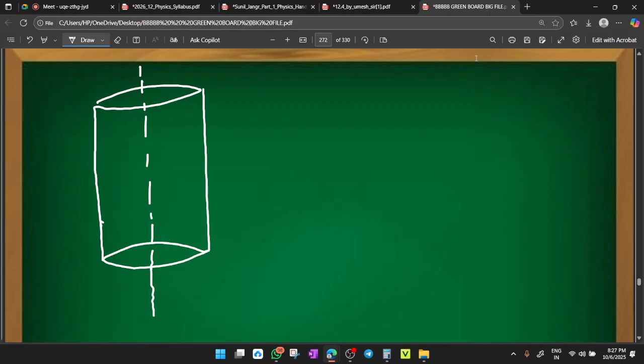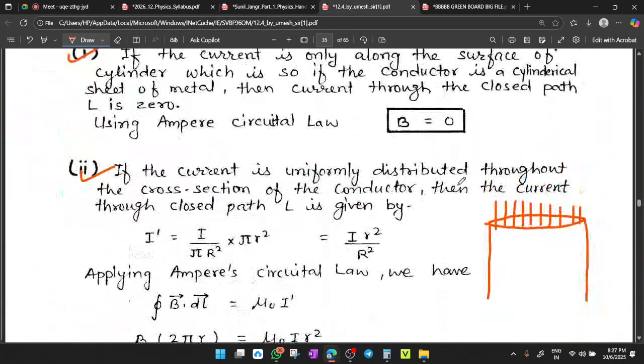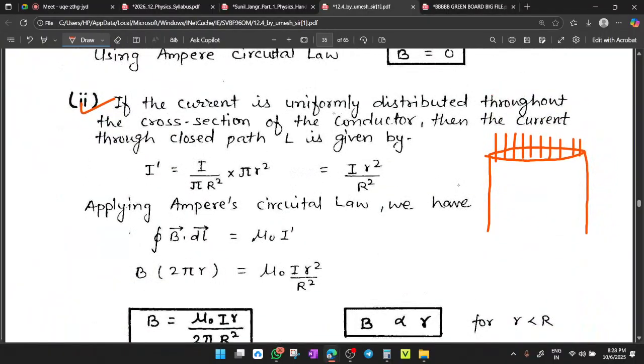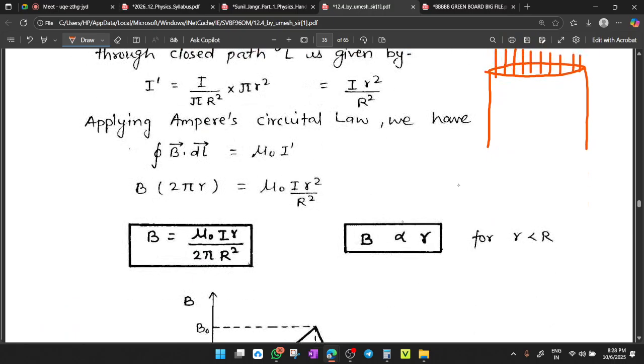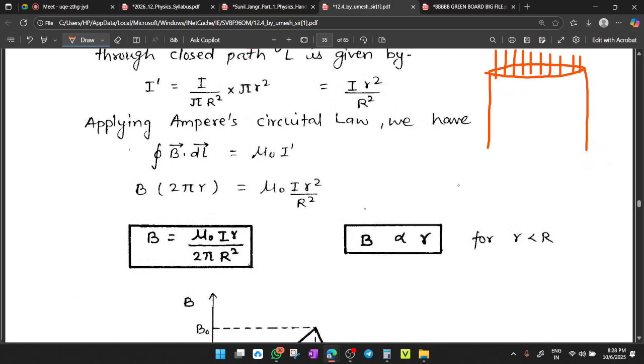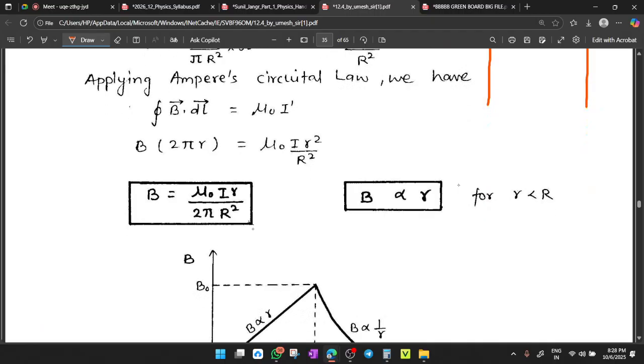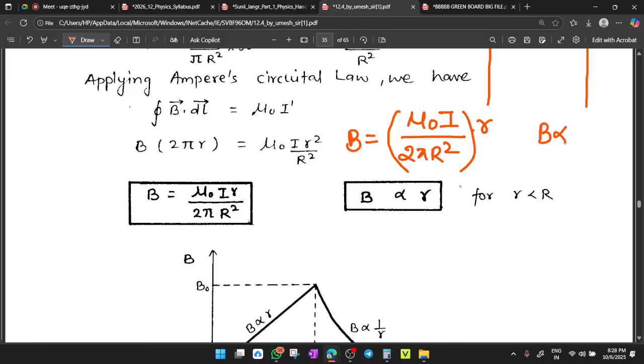See here. Second case: if the current is uniformly distributed throughout the cross section, then what happened? Inside the cross-sectional area, we have derived B is proportional to r. As in the derivation, mu naught I upon 2 pi R square into r. So this whole is a constant. This was the relation for B. So B is proportional to r. Yes or no? Yes. So for r less than R, B is proportional to r.